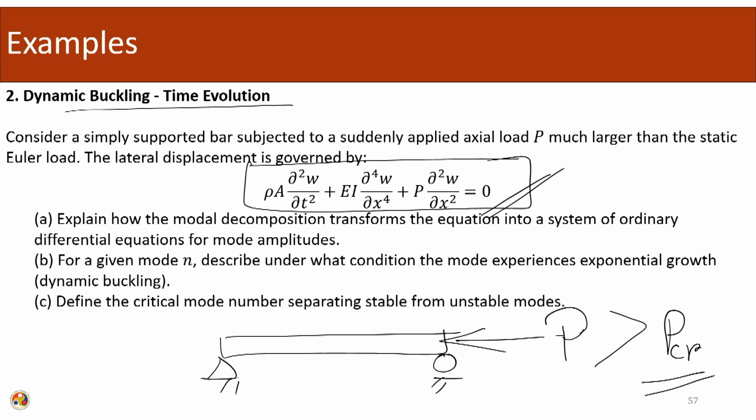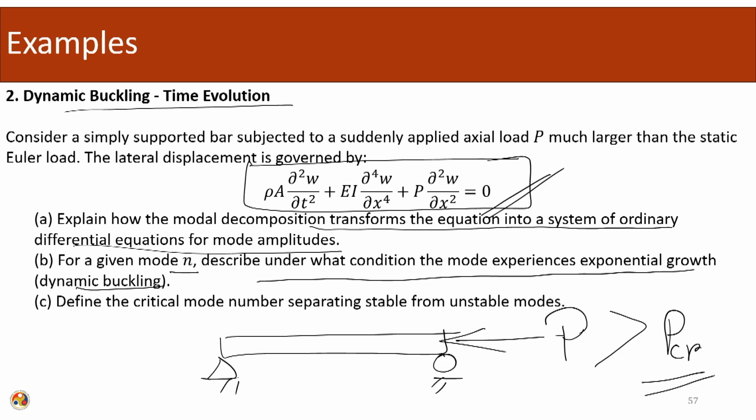Here we have a simply supported beam and a load P is being applied. We are asked to explain how the modal decomposition transformed the equation into a system of ordinary differential equations for the mode amplitude. Second, for a given mode n, describe under what condition the mode experiences exponential growth, dynamic buckling. Third, define the critical mode number separating stable from unstable modes. We have already seen this in the theory class. Now we will put this into practice and try to solve this equation.